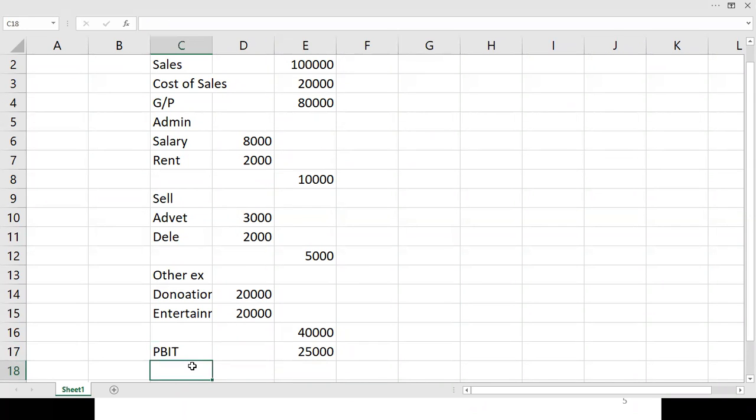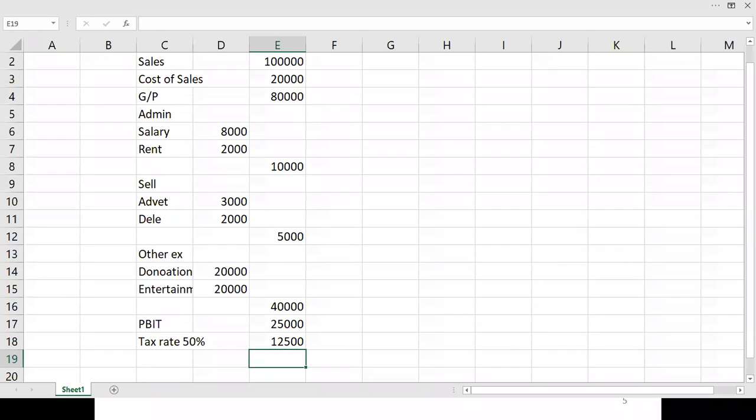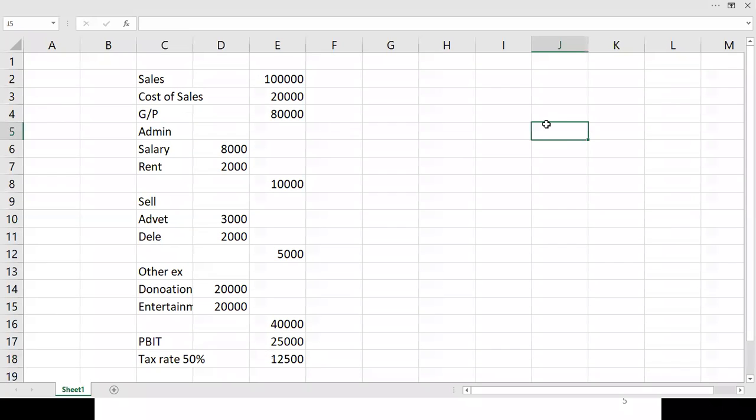So, for example, there's no interest cost, no finance cost, assume that, and the corporate tax rate is 50%. Then how much income tax? How much tax? Anybody of you? 12,500. Good, 12,500. Nobody of you has any doubt regarding this.